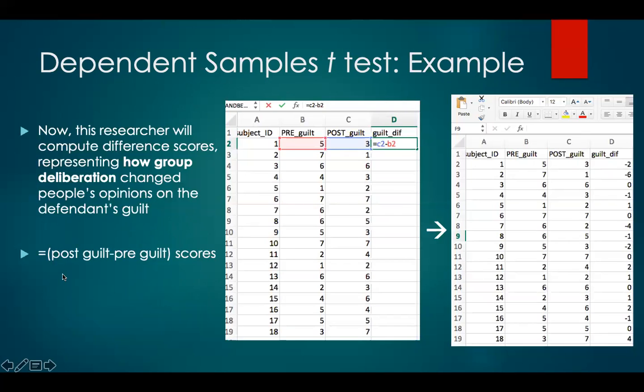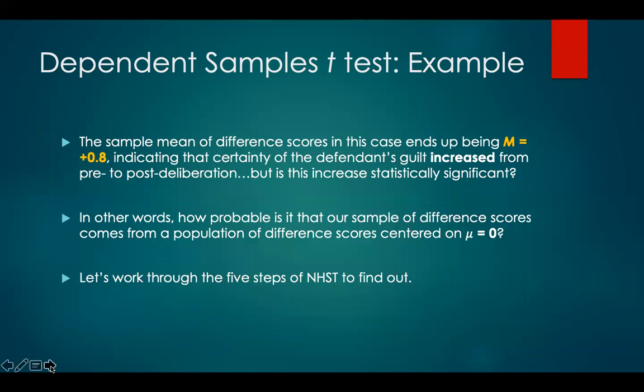Now, this researcher will compute difference scores, representing how group deliberation changed people's opinions on the defendant's guilt. And they'll do this by subtracting what's in column B from what's in column C. So subtracting pre-guilt scores from post-guilt scores. Now the sample mean of difference scores in this case ends up being M equals plus 0.8, indicating that certainty of the defendant's guilt increased from pre to post deliberation.